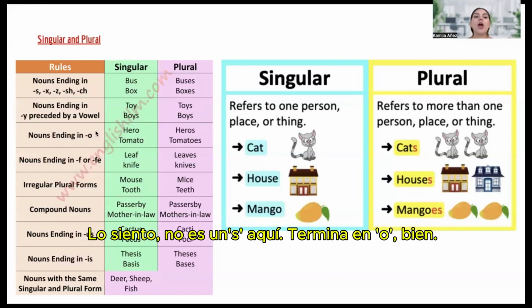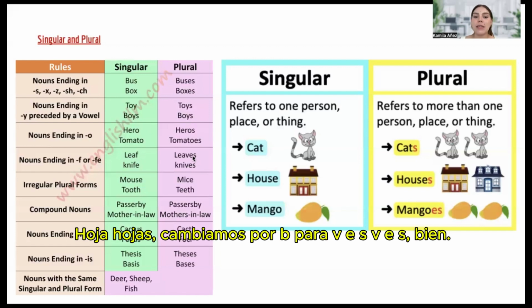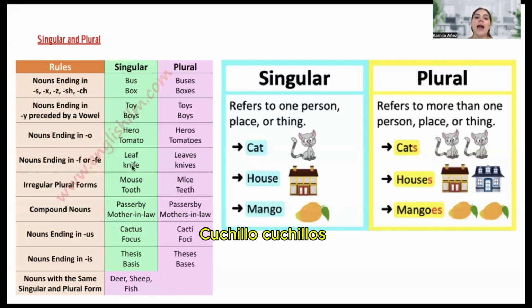Nouns ending in O. Okay. Hero, heroes. Tomato, tomatoes. Nouns ending in F or FE. Leaf, knife. Leaf, leaves. We change the F for VES. All right. Knife, knives.